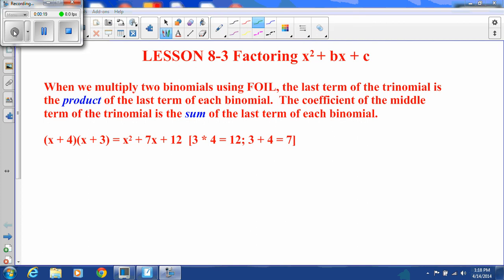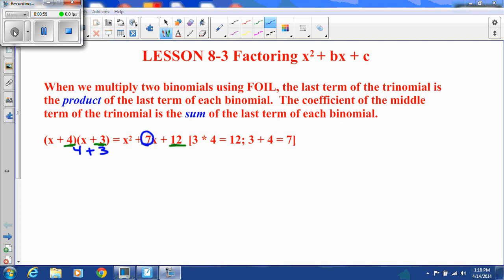When you multiply two binomials together using FOIL, the last term of the trinomial is the product of the last term of each binomial. Looking at the example that I provided, x plus 3 times x plus 4, 12 is the last term of the trinomial. It's the product of 3 times 4. The coefficient of the middle term is the sum of the last term of each binomial. So the coefficient of the middle term here is 7, and we have 4 plus 3 equals 7. We're going to use this information as we factor trinomials.